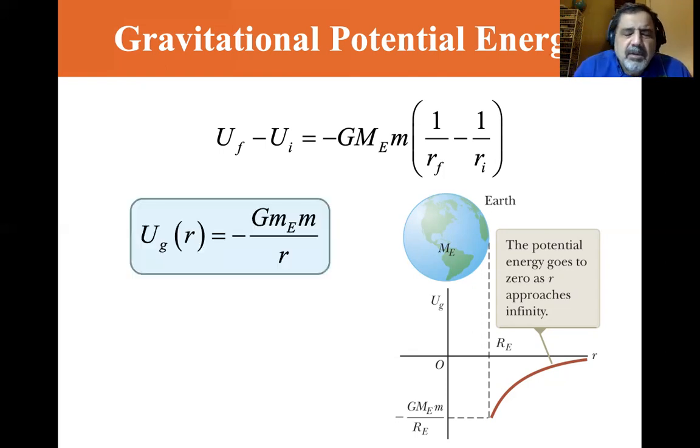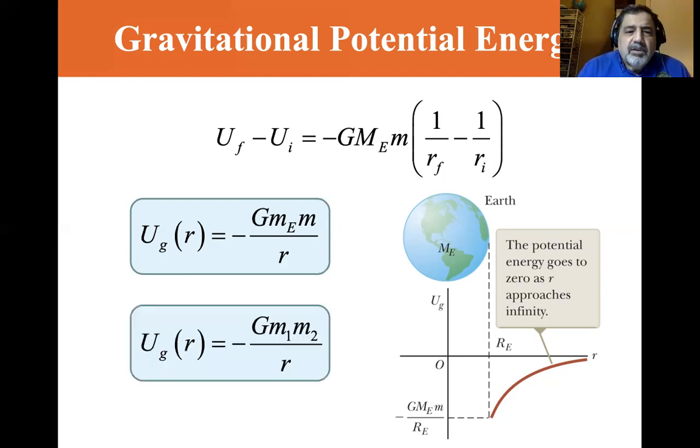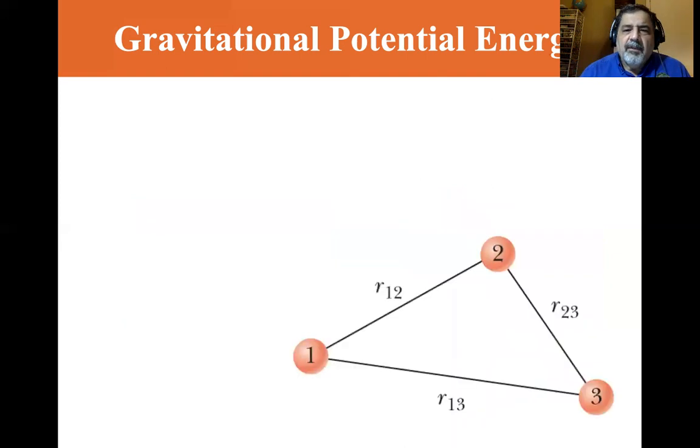And so the gravitational potential energy is equal to minus G M_E M divided by R. Now, this is not an inverse squared law. It's only an inverse to R, so it's inversely proportional to R. And it holds for any two masses. It doesn't have to be the mass of the Earth. The gravitational potential energy is equal to minus G M1 M2 over R.